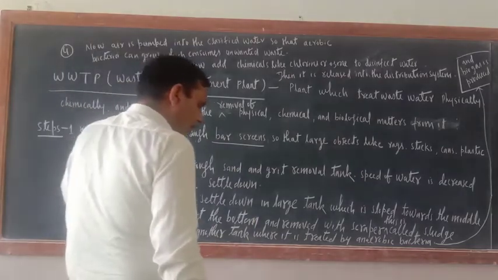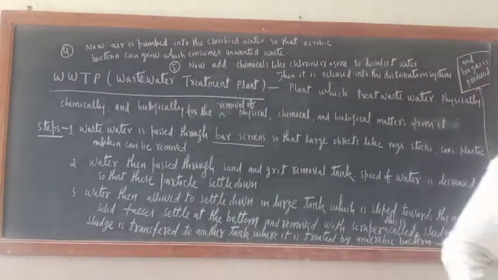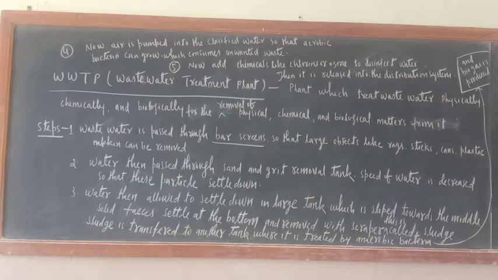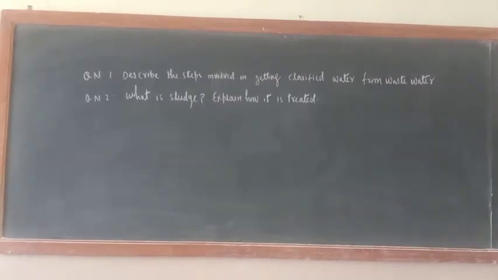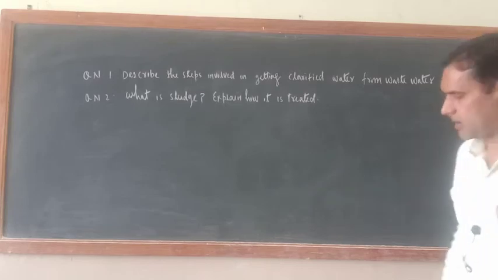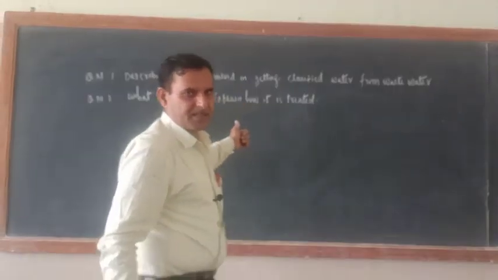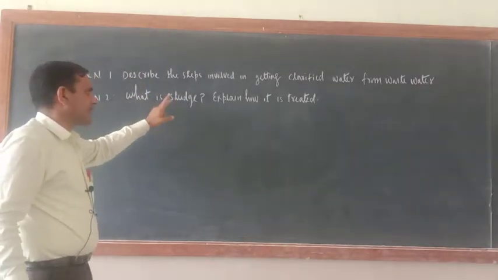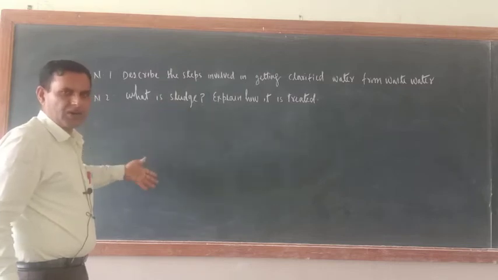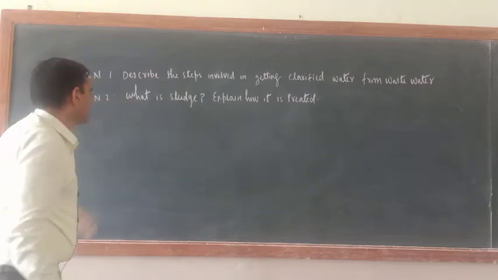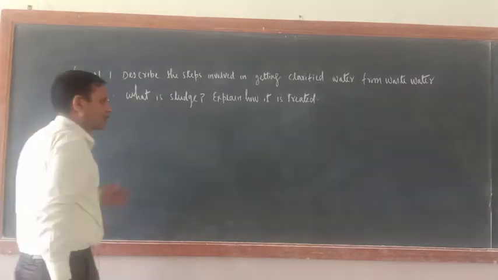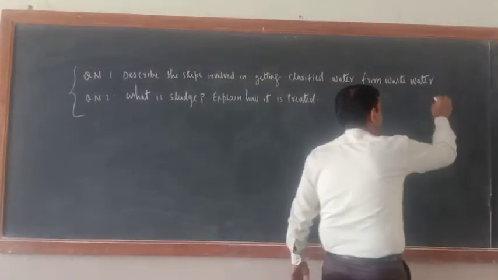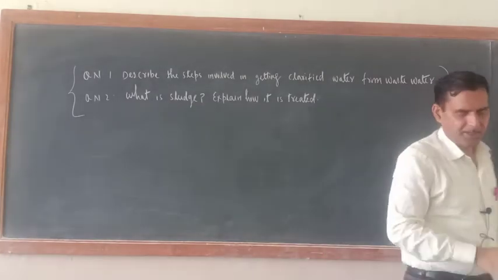Now what are the questions? I will write the questions also. Today I am giving you 2 questions only. Describe the steps involved in getting clarified water from wastewater. All those steps which I have explained just now, the same steps you have to write. Next question: what is sludge? Explain how it is treated. That also I have explained to you. Same thing you have to write. The first question is a little bit big. So today I am giving you only 2 questions, and you keep writing this and complete it. Okay, thank you.